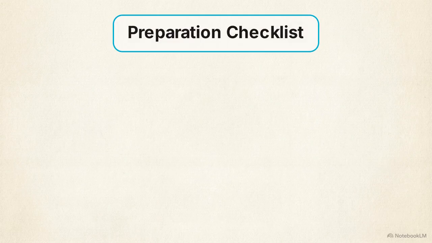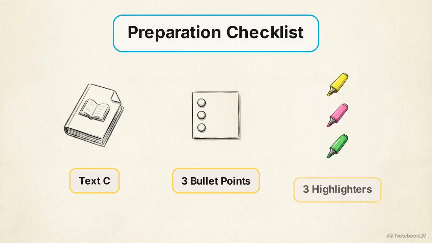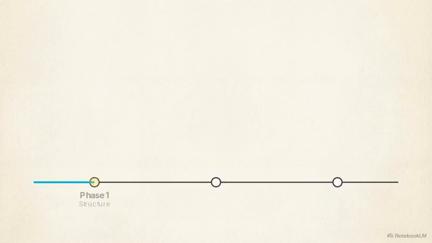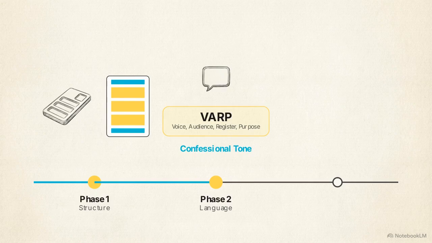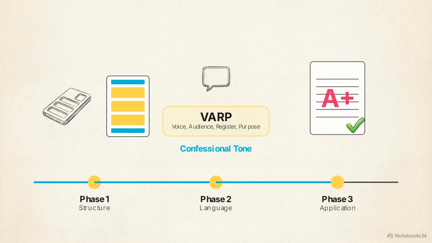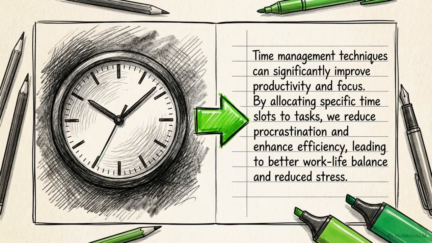Before you start, you'll need a few essentials. Text C from your reading booklet, the 3 specific bullet points from the prompt, and 3 different highlighters to categorize your evidence. We'll work through a structural template, identify the language features that define a professional response, and then apply these rules to a high-scoring model text. Following a set structure for the diary format helps manage the complexity of the task, converting a pressurized reading test into a clear, manageable writing exercise.